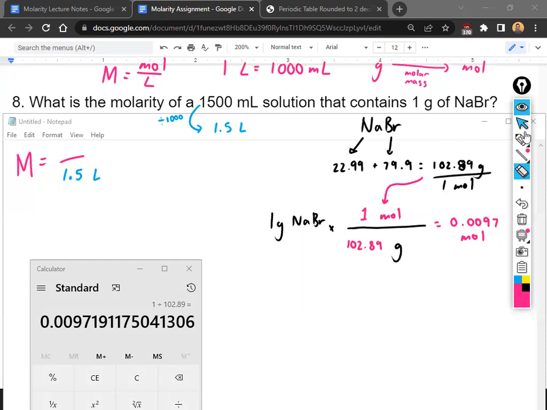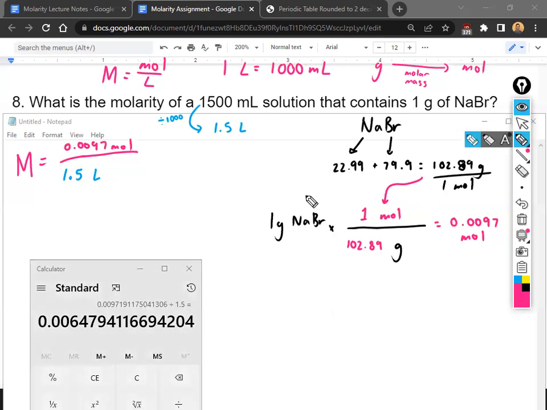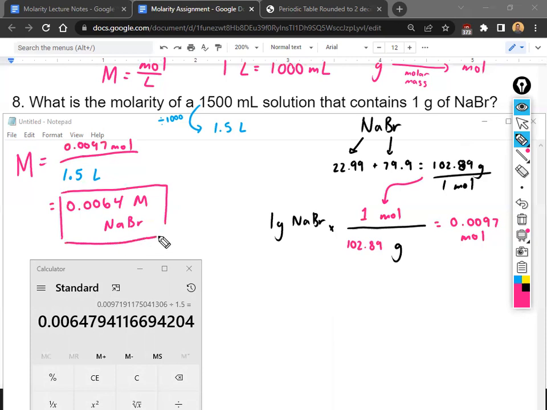Then lastly, we're just going to plug it in on the top of the fraction, 0.0097 moles. All we have to do is divide the two numbers and we have our final answer. If you get something close to that, you are good. 0.00, and I'll end it at 6.4 molarity. Again, our numbers might be a little bit different depending on how you rounded, how I rounded, but as long as you get something close to that, you should be good.